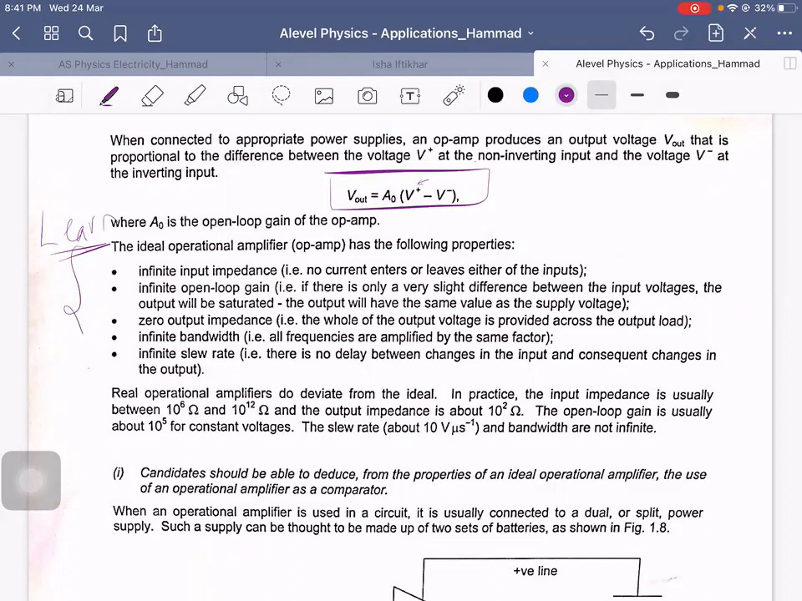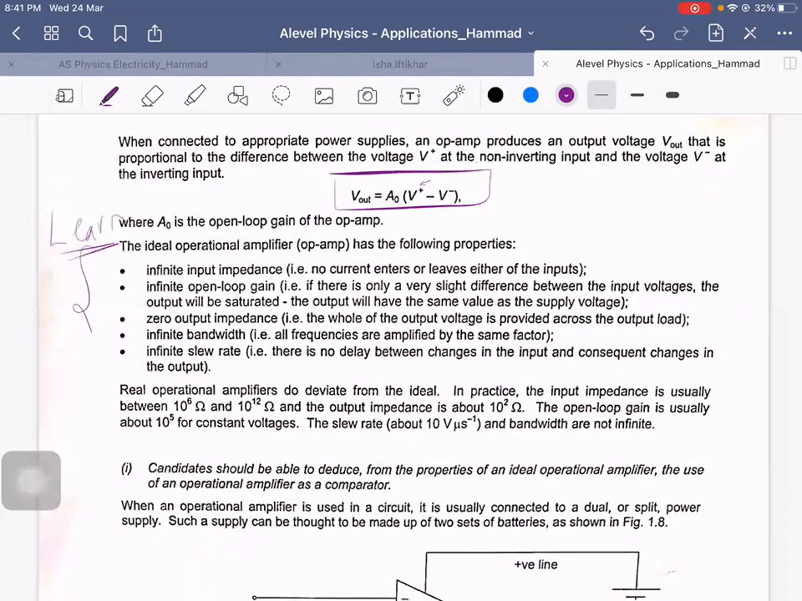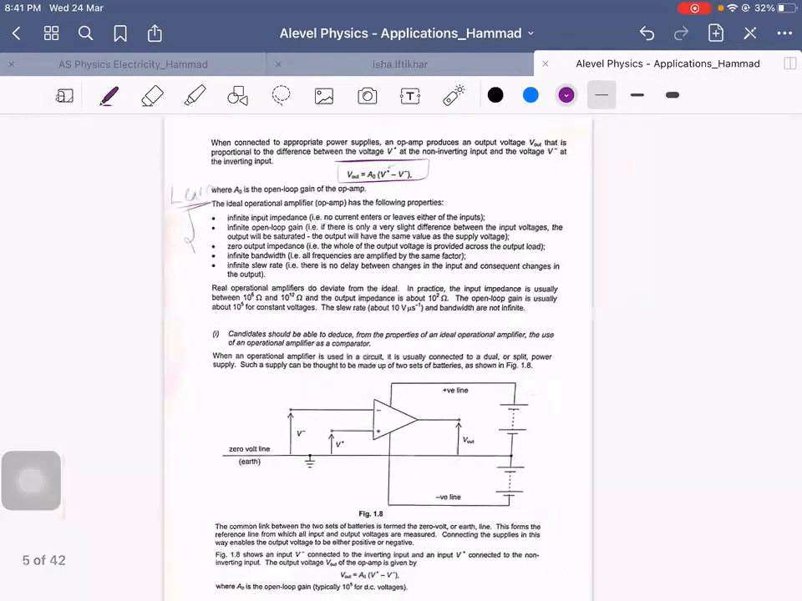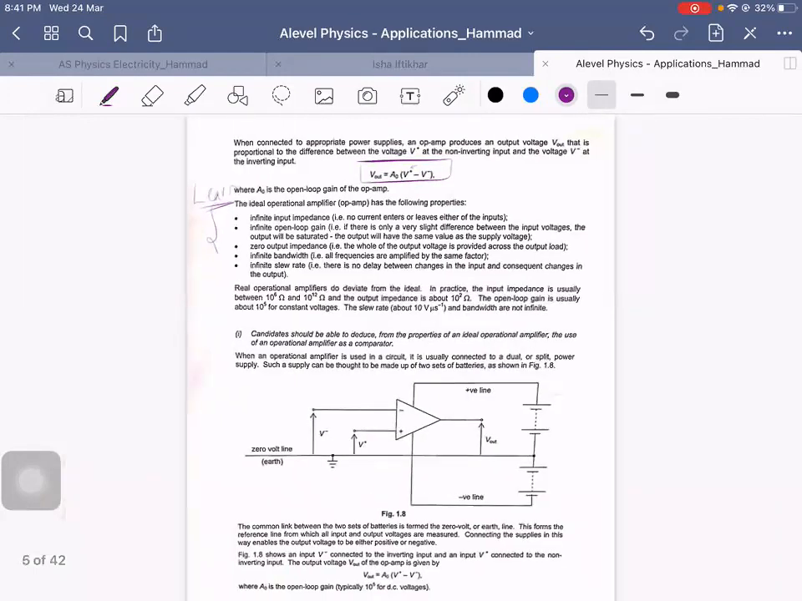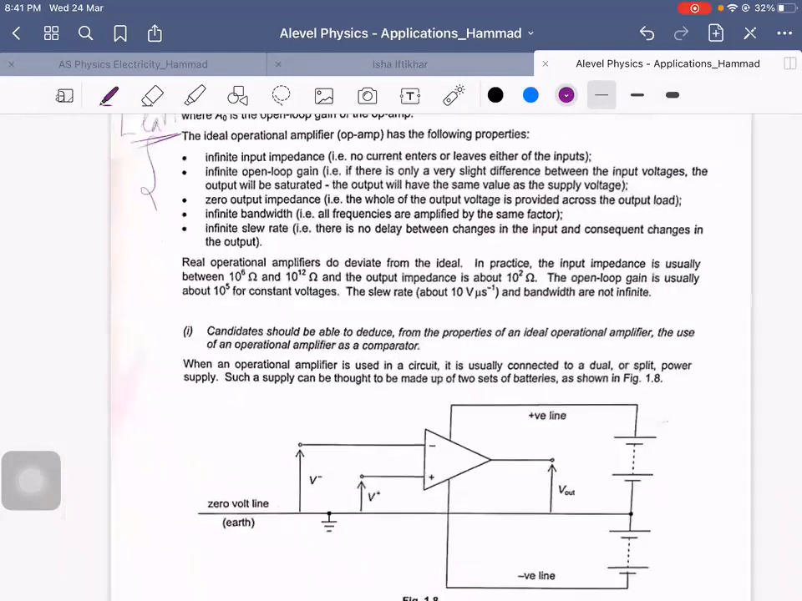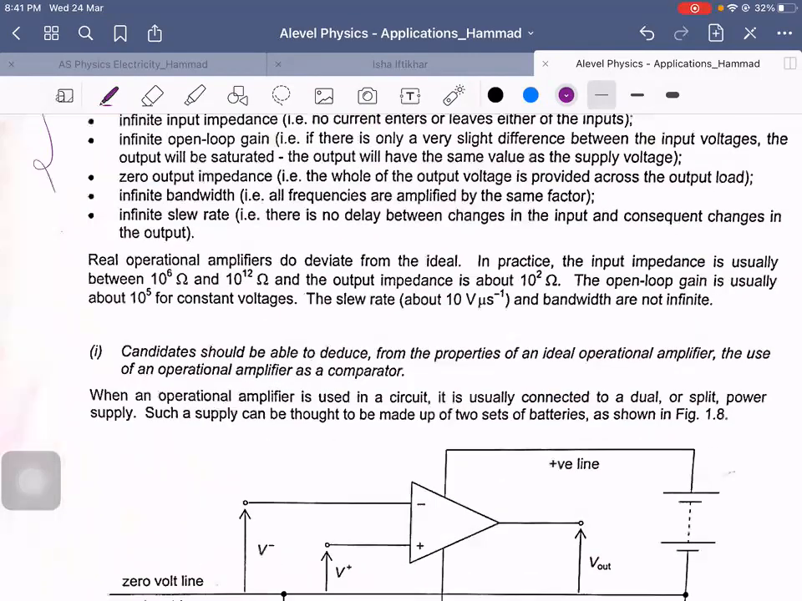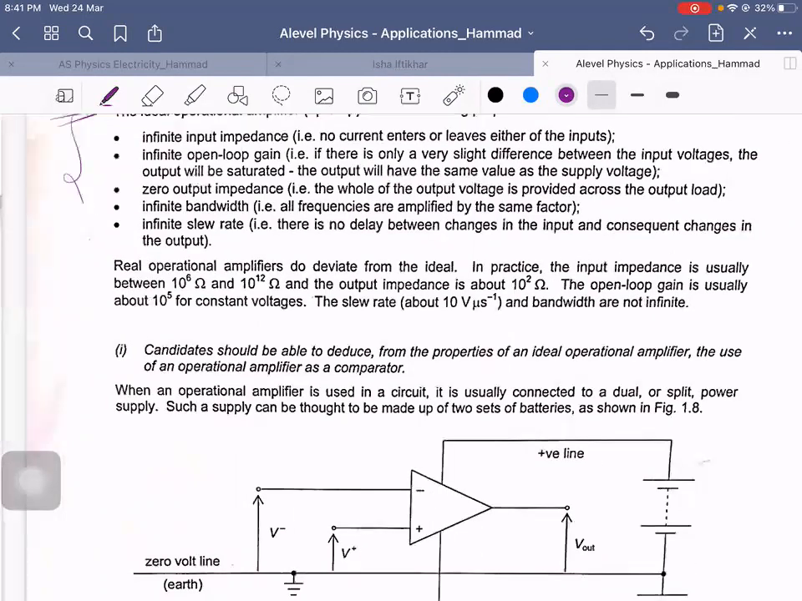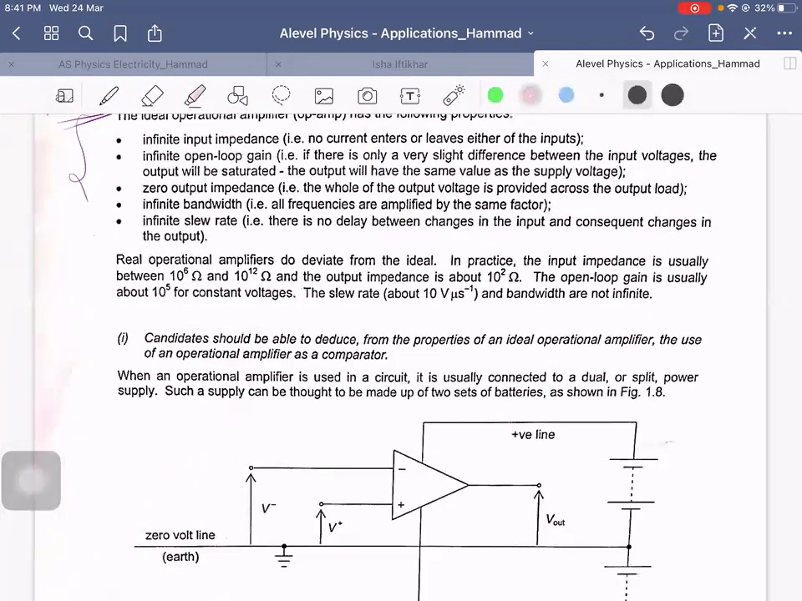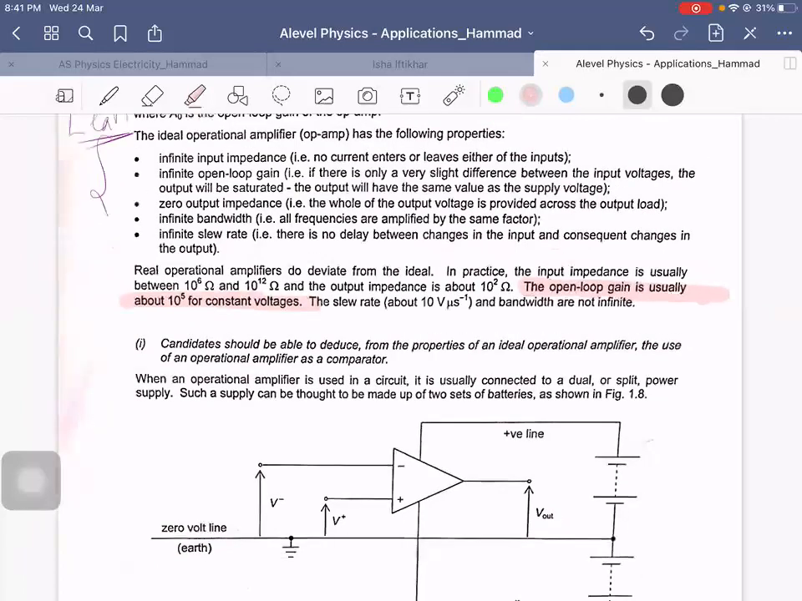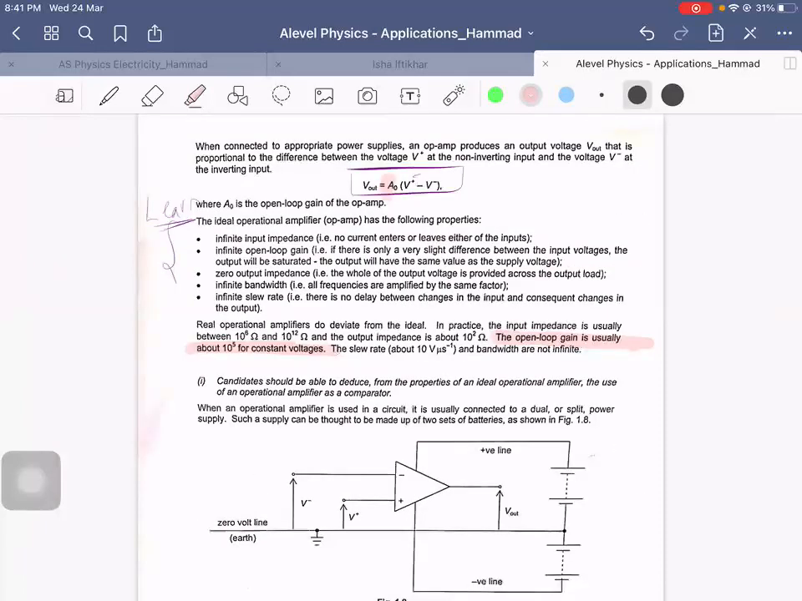Right? One more thing you need to understand is that for the real operational amplifier, the open loop gain value is usually 10 to the power of 5. Open loop gain is basically the A naught value. This is a constant for these amplifiers.